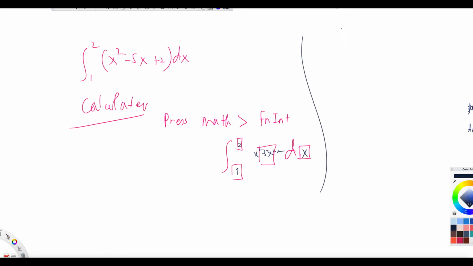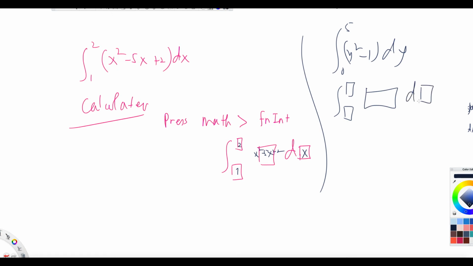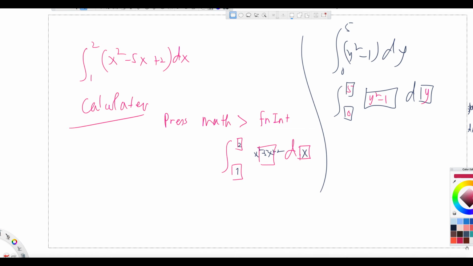So if you want to find out something like y squared minus 1 dy, 0 to 5, do the same thing. Press math and then f integral, and then on that you have this and then that and then d and then that, right? So you enter that thing. So 0, 5, y squared minus 1, and then y. You can do that too. Okay, but x and y, you'll get the same answer actually. So you can basically find out the definite integral directly using the calculator as well. That's what I wanted to mention.